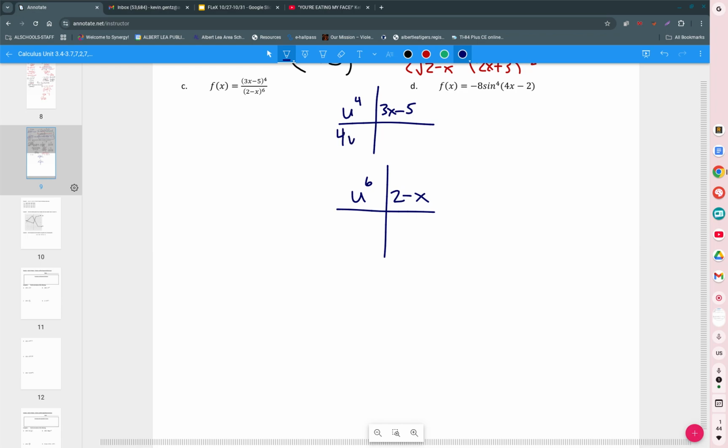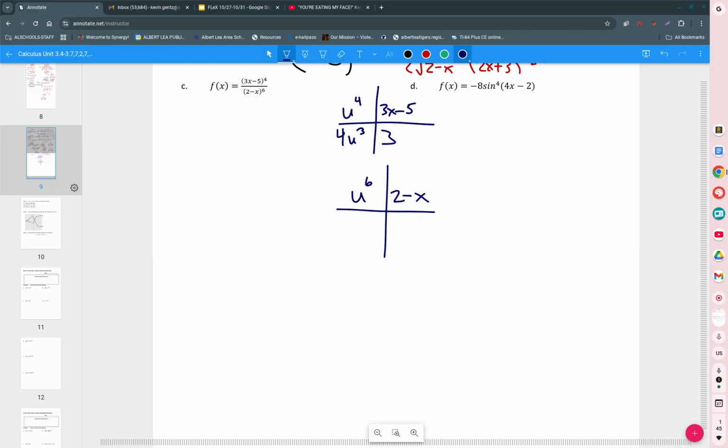So I have 4u cubed. What's the derivative of 3x minus 5? 3. Isn't that nice? Remember, every time we used to take those derivatives, we used f of x plus h minus f of x all over h, as h goes to 0. Now we just, easy, thank goodness for the power rule.